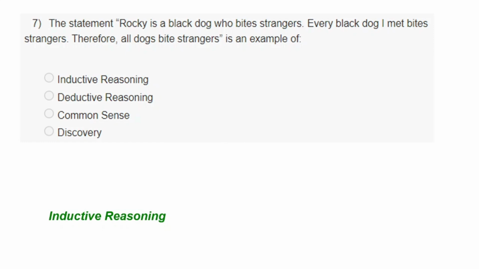So that's a pattern that he has noticed, and that's how he is forming this hypothesis that all dogs bite strangers. So it's the inductive reasoning, because you are moving from observation, then you're seeing the pattern, then you're moving ahead to hypothesis. So that's why it's inductive reasoning, correct.